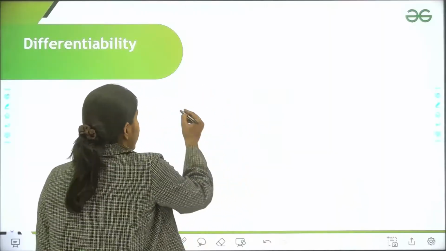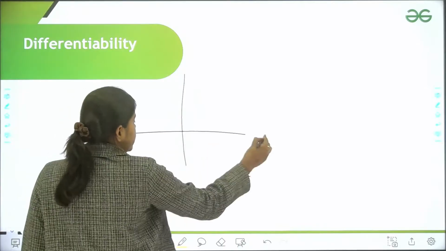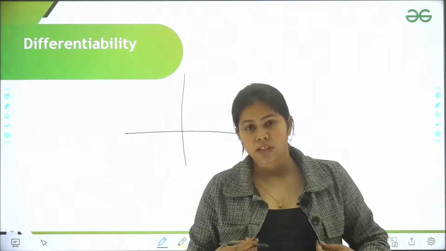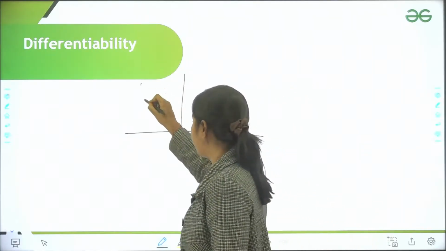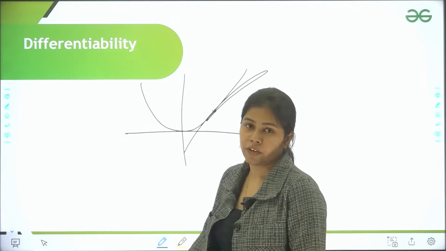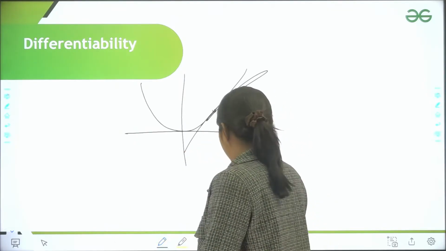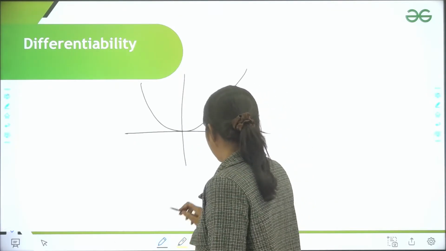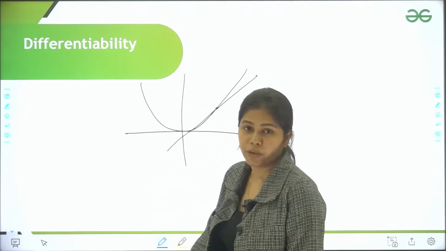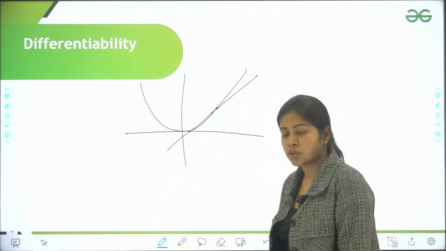Now next thing we have here is differentiability. Differentiability is important because we are going to use it in all the concepts. So differentiability says that if I am able to draw a tangent at any point, then I'll say that the function is differentiable, right? That means if I am able to draw a tangent at a particular point, then I'll say that function is differentiable.